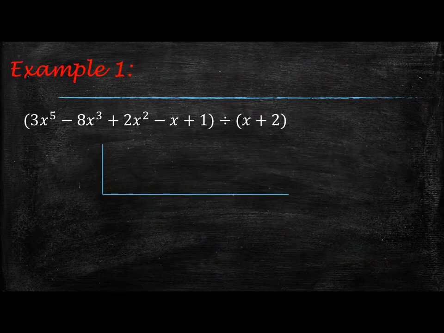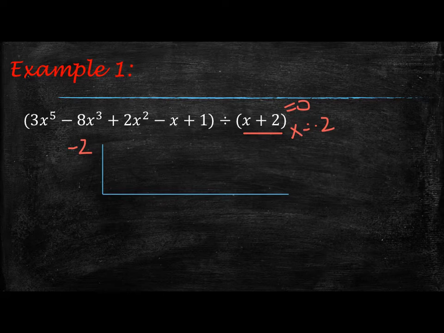All right, looking at this first example, we have 3x to the 5th minus 8x to the 3rd plus 2x squared minus x plus 1. We're going to divide it by x plus 2. So up to this point, you would have to use long division, okay? But here's how you're going to divide using synthetic division. First, you're going to take what you're dividing by, and we need the 0 of that. Well, if I set that equal to 0, what would it be? It would be x equals -2. So that needs to go on the outside of your upside down division bar.